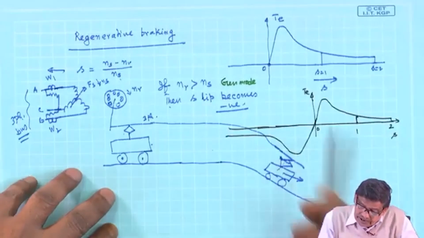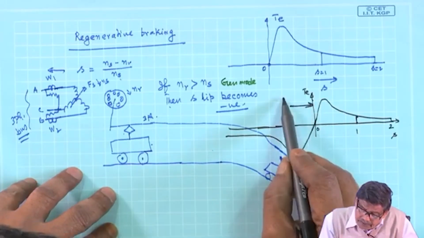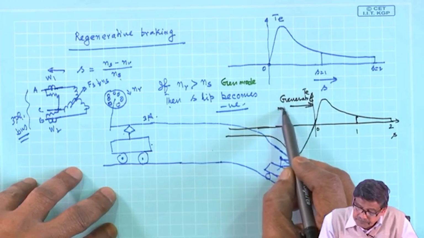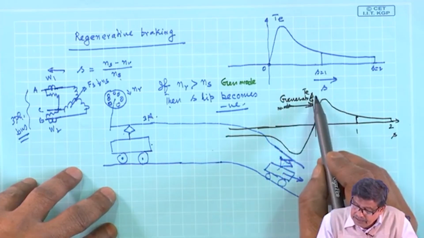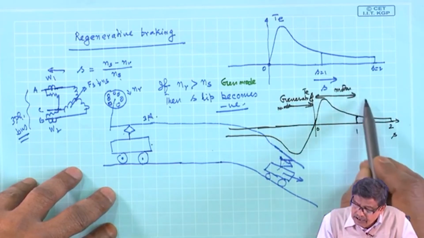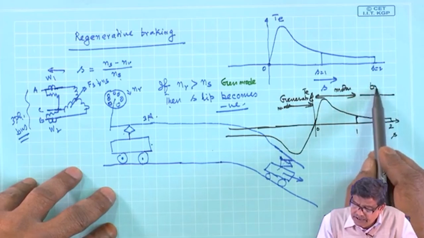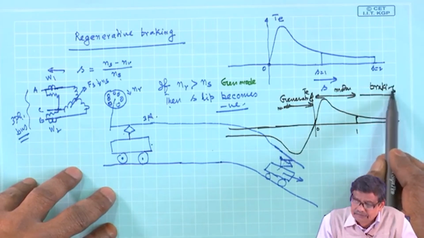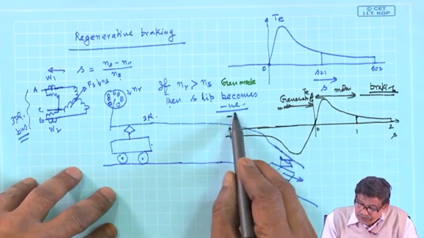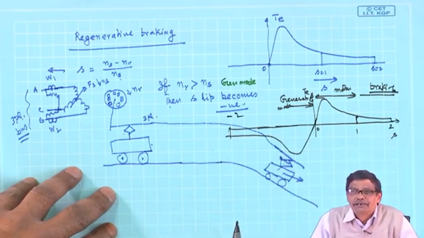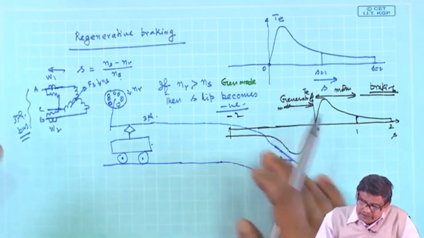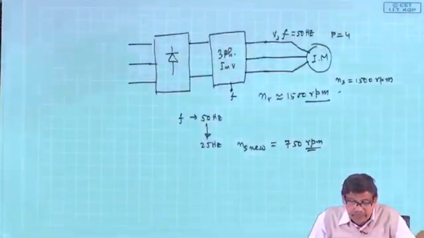This zone is then generating mode, and this is motoring 0 to 1, and then this is called braking in general, okay, in 3 zones in full scale, -2 to +2. S equal to -2 to +2. Anyway, you just have an idea of that.